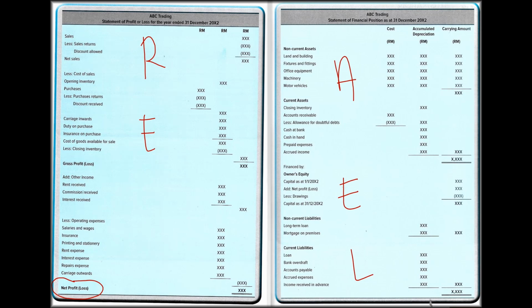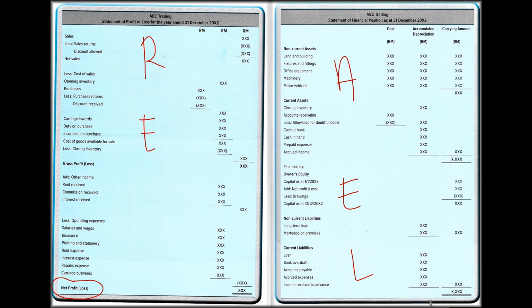The statement of profit or loss will start from the sales. Then we deduct any accounts that will reduce the sales, so we may have here sales return and also discount allowed or sales discount. Then we deduct cost of sales. So how do we calculate cost of sales?